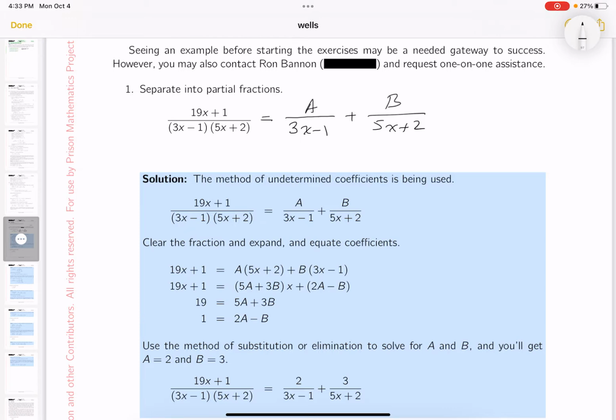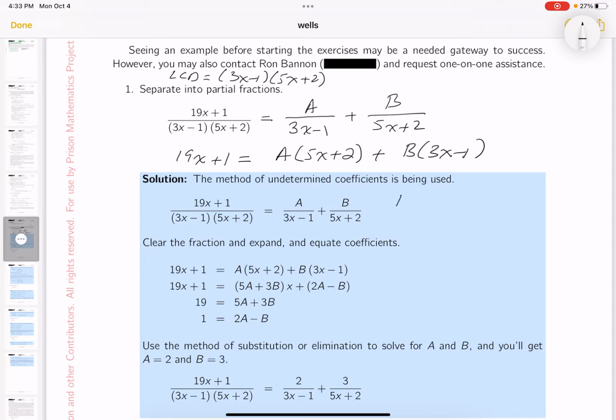This is typical. What I'm going to recommend you do, though, is multiply both sides by the LCD. Let me write the LCD down for you. The LCD is 3x minus 1, 5x plus 2. Well, what I'm going to do is multiply both sides by the LCD, and you're going to get 19x plus 1. You can get A times 5x plus 2, and you're going to get a B, 3x minus 1. Now, what most people do at this point is they expand it. This can be very difficult, by the way, but expanding is not a bad idea.